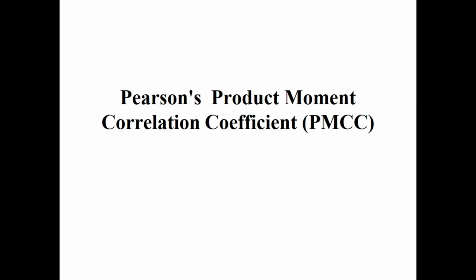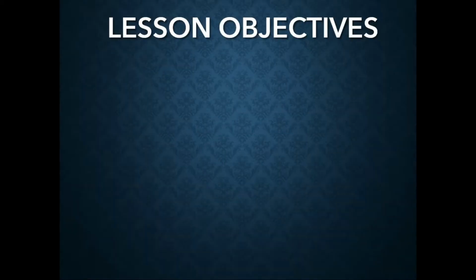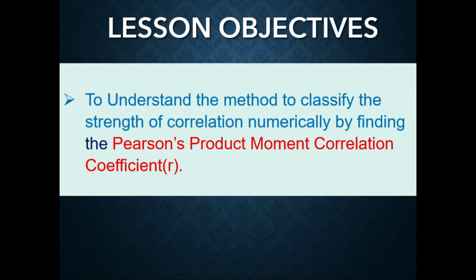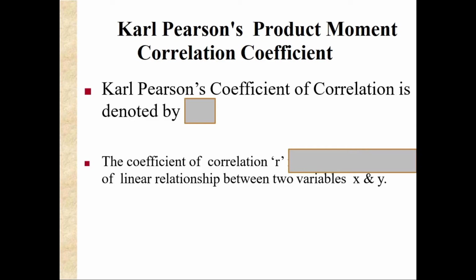The topic is Pearson's product moment correlation coefficient, PMCC. The lesson objective is to understand the method to classify the strength of correlation numerically by finding the Pearson's product moment correlation coefficient. Two key points to remember: Karl Pearson's coefficient of correlation is denoted by the letter R. You can already see that letter twice in the word correlation. So it's a letter R that is used to denote PMCC.